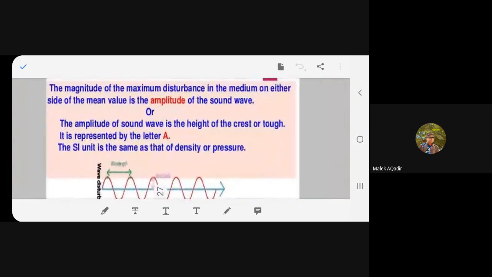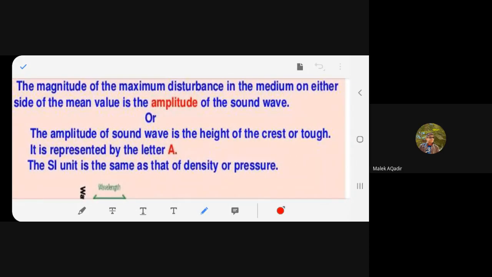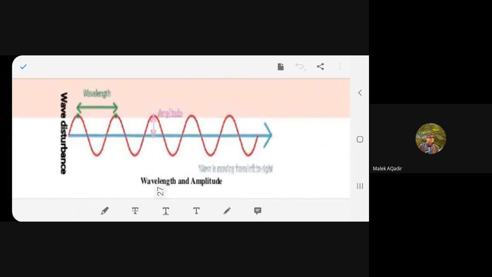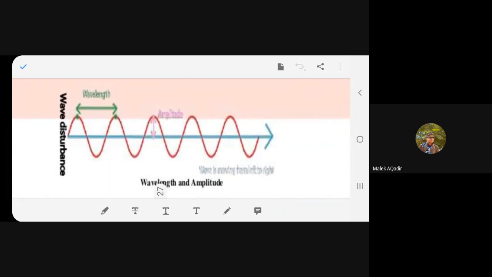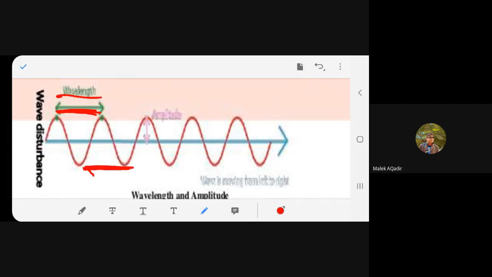So we already know what is amplitude. This is the maximum distance, okay? From the mean value to the crest or the mean value to the trough. How is it denoted? By letter A. Let's see over here. This is the wave. Distance between two crests or the distance between two troughs is wavelength.